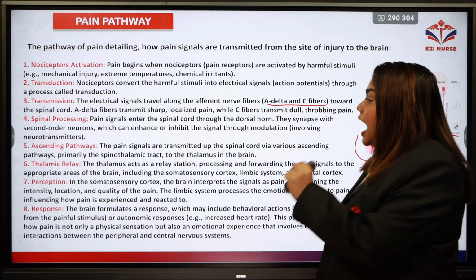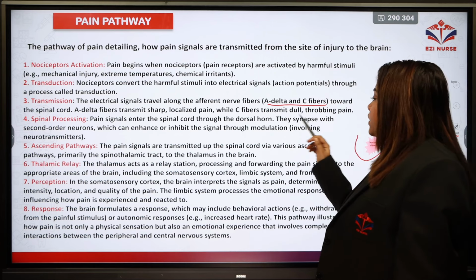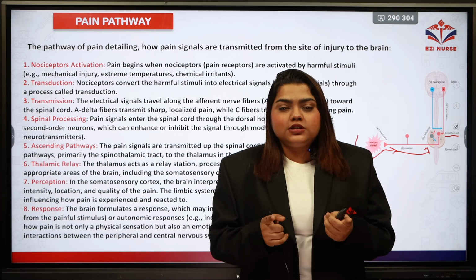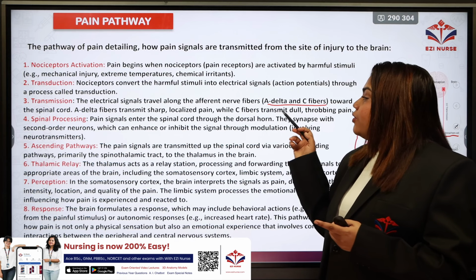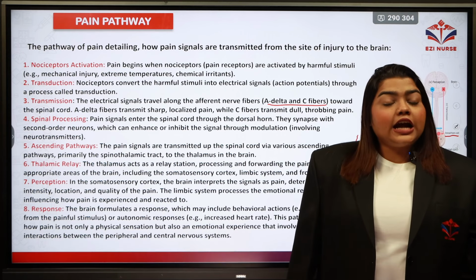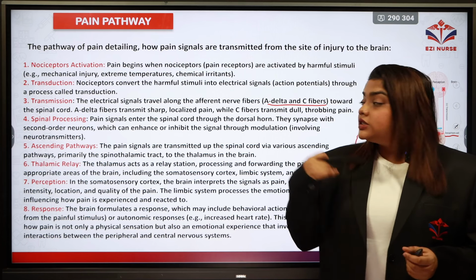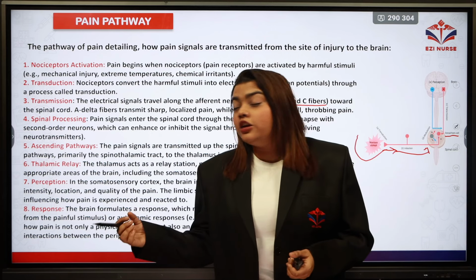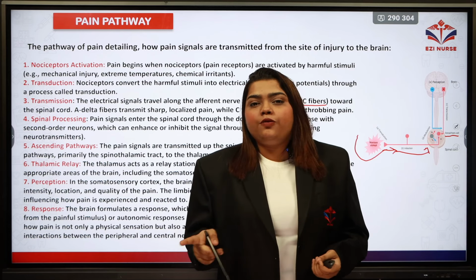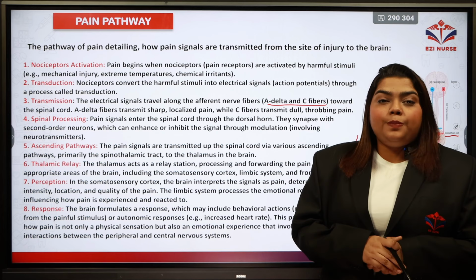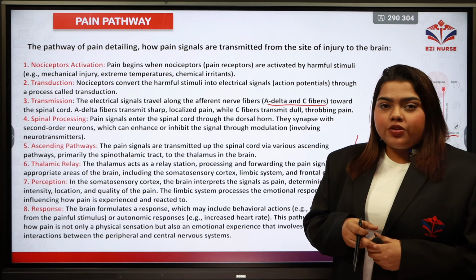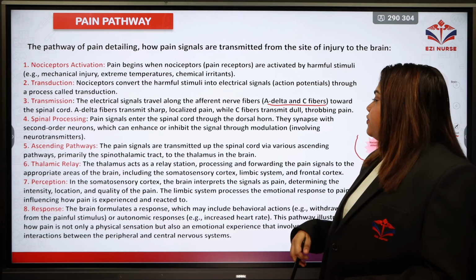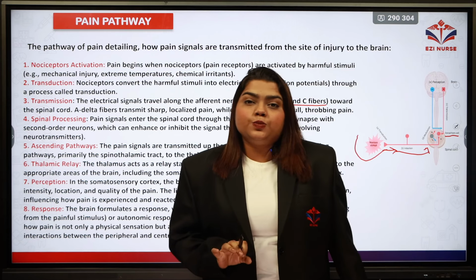The A delta fibers will transmit sharp and localized pain, while C fibers will transmit dull and throbbing pain. So two types of fibers are there, one is A delta and the second one is C fiber. Any kind of sharp, very localized pain will be transmitted to the spinal cord through the A delta, and by the C fibers, any kind of dull, non-localized pain, like stomach pain or back pain, will be transmitted. So this is the transmission of pain.